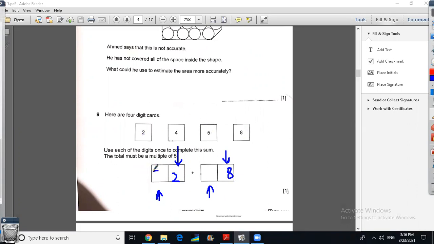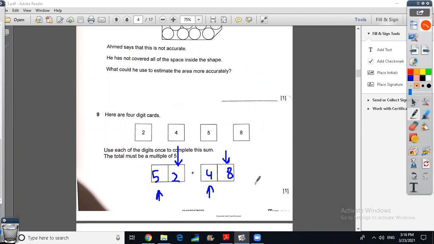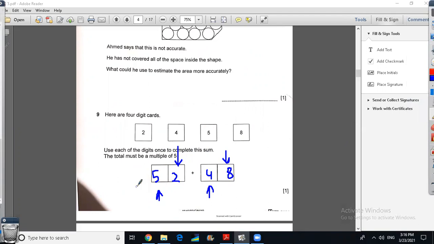You can put the 5 here and the 4 here, or the other way around, the 4 instead of the 5 and the 5 instead of the 4, it doesn't matter. So again, it's either 52 plus 48 or 42 plus 58 that is going to give you a multiple of 5.